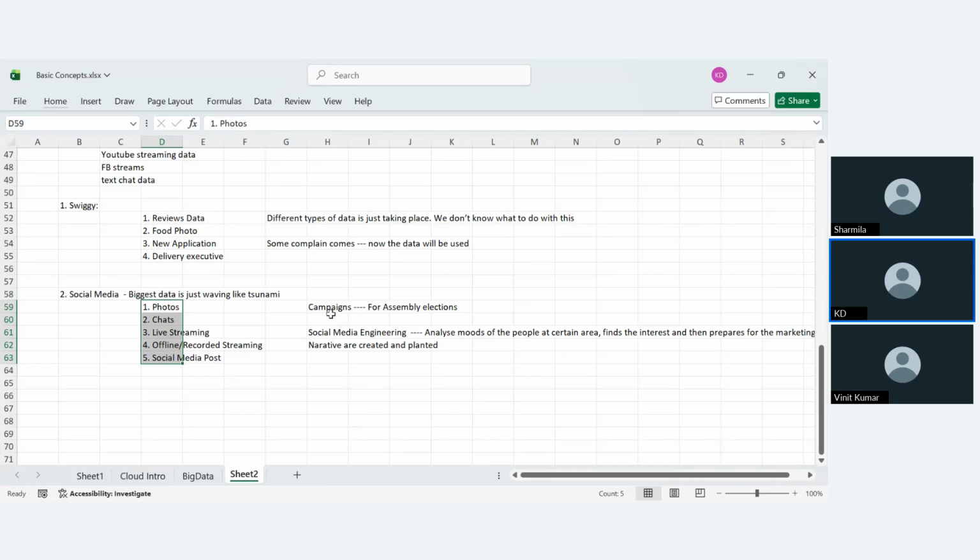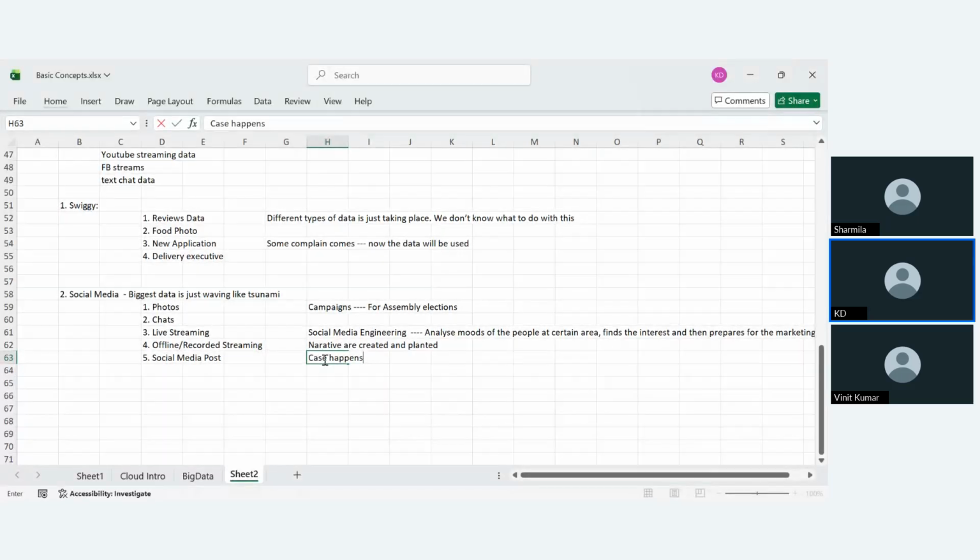Apart from this, nobody knows what to use it for. People like you and me are not even aware that all these things are happening, and whatever is happening, we don't care. But at some point, these election companies and political parties use this data for their own narrative creation.